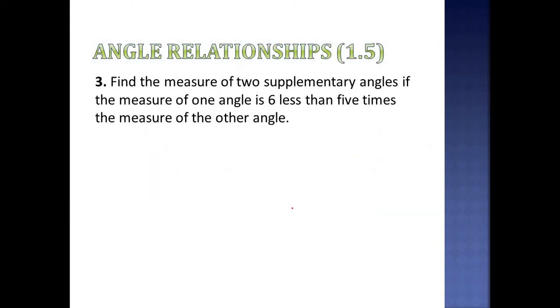Third example: find the measure of two supplementary angles if the measure of one angle is 6 less than 5 times the measure of the other angle. So we have two angles, and they're supplementary. Let's denote these two angles as angle 1 and angle 2. We're going to figure out what their measures are based off the information we're given. Since they're supplementary, their measures have to have a sum of 180 degrees. If the problem said complementary, then this value would be 90 degrees.